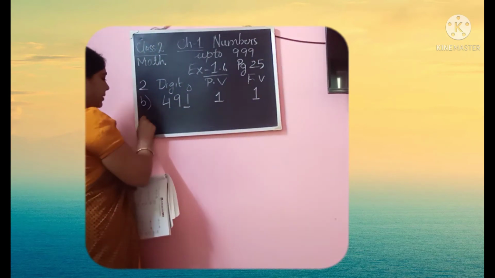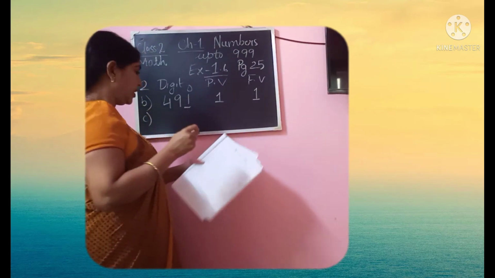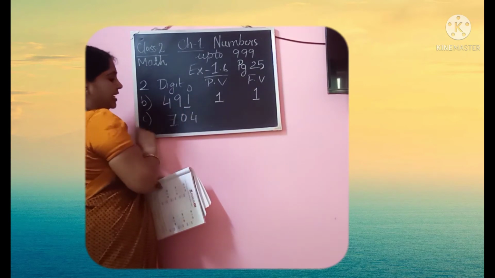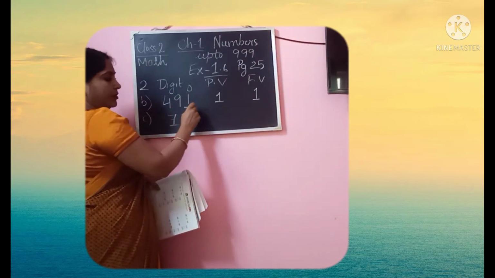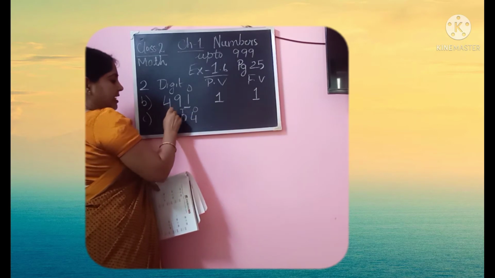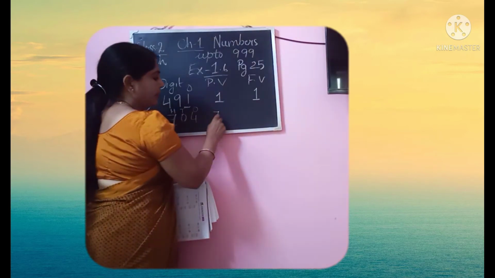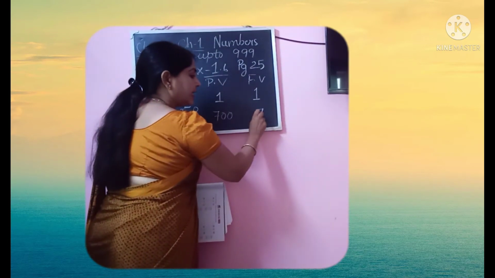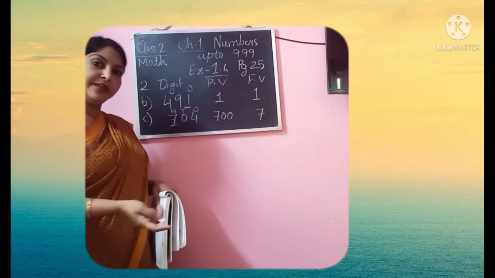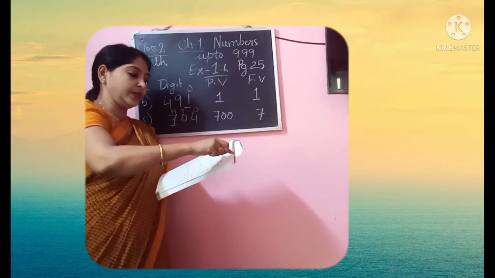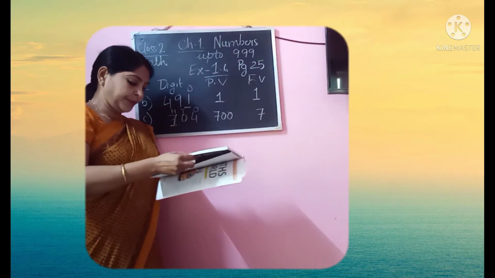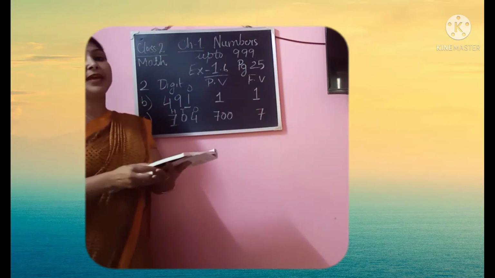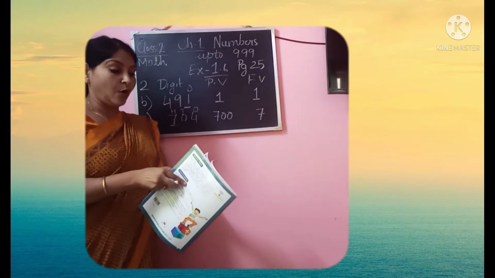Like for example number C. In number C the question is 704 and 7 is underlined. What is the place value of this? Ones, tens, hundreds. So the place value is 700 and what is the face value? The digit itself, 7. Likewise you will complete page number 25 in the book only. But you must copy all the classwork which I give you on the board.